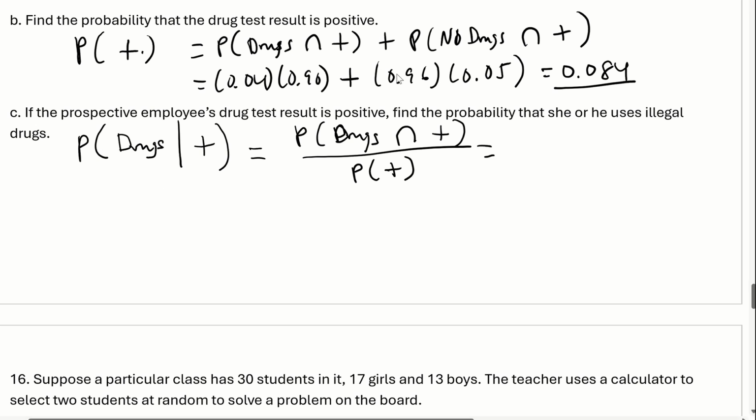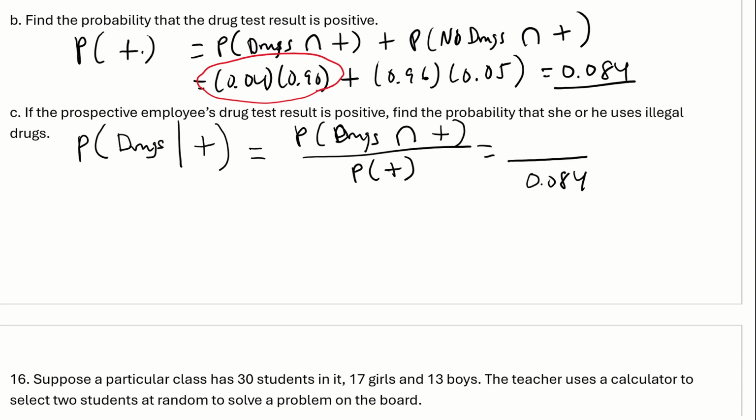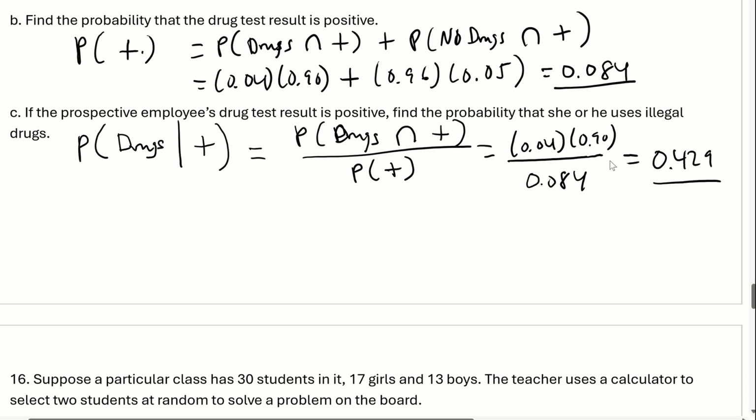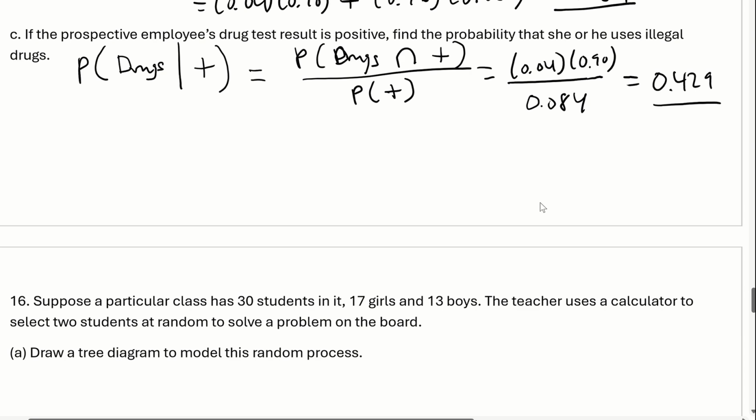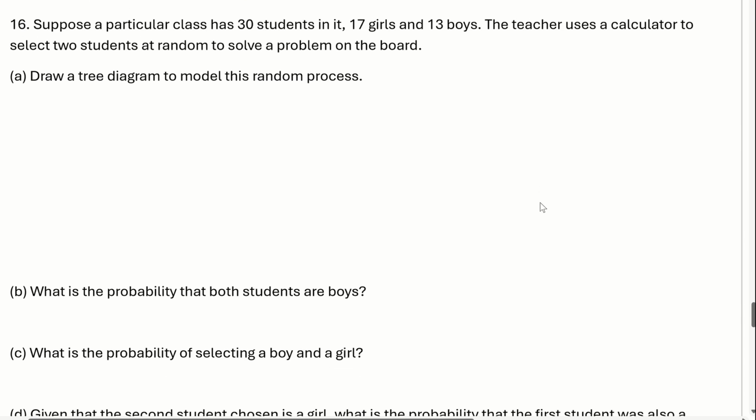Now we just found the probability of positive result, 0.084, so we can do that over here. We just did that here. And the probability of drugs and positive, we did that, guess what? We did that over here, drugs and positive, you see? So really that's the 0.04 times 0.90 number. So that part over the answer that we got earlier. And you get 0.429. So there's almost a 43% chance that they actually did use illegal drugs if you got a positive test result. All right, so there we go.